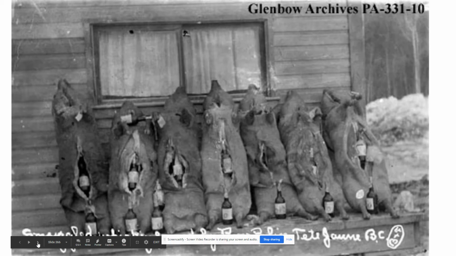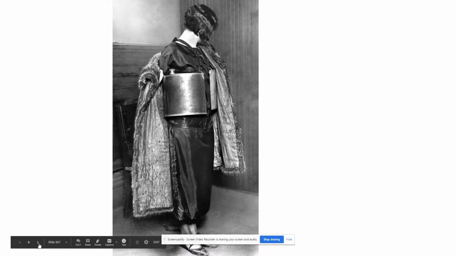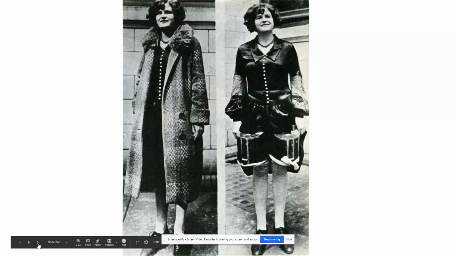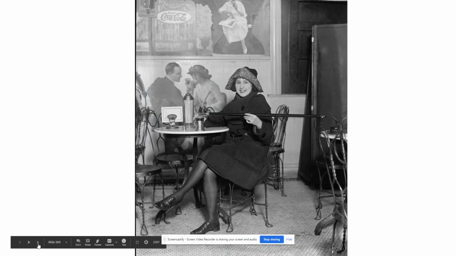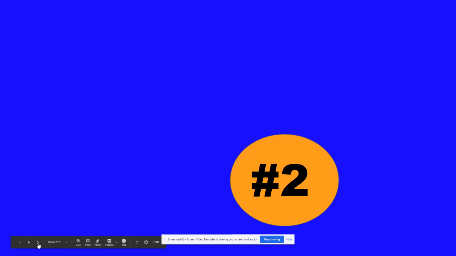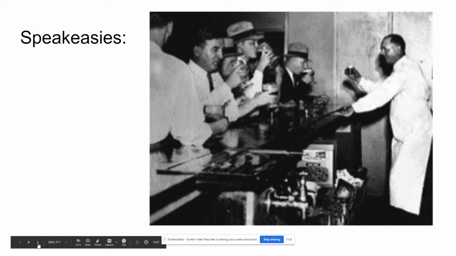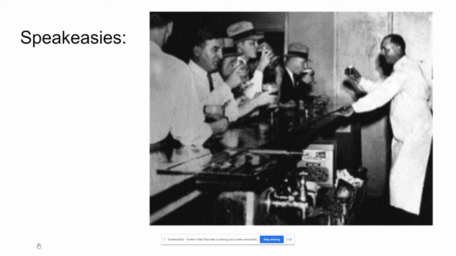Here in the rural areas, they stuffed pig carcasses with whiskey, which is kind of weird. Here's a woman smuggling across the border, as you can see, with her big fur coat. Same thing. This is how she got over the border with the alcohol. This woman hid it in her cane. So a lot of trickery going on. Now, that's another example of illegal action, speakeasies. Bootleggers would sell alcohol at speakeasies.